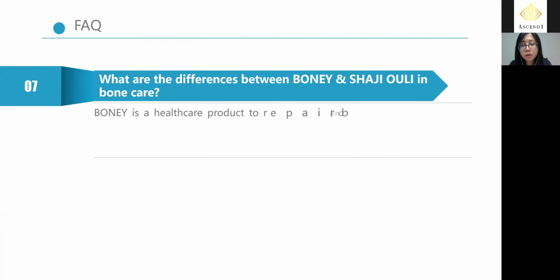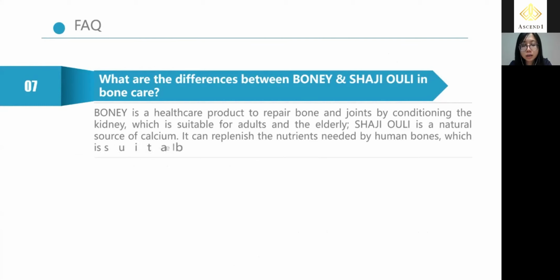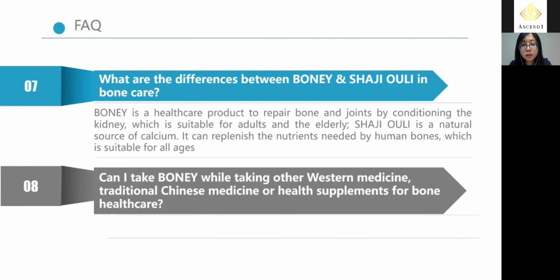And then many people are asking, what's the difference between Boney and Shaji Oli? Because both are said to be for bone health. Actually, the main difference is Boney repairs the bones and joints by conditioning the kidney. When the kidney is healthy, then only your bones and your joints will be healthy as well. And Boney is suitable for adults and the elderly.